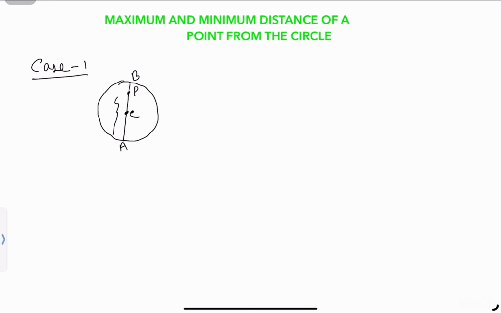Now tell me, PA is the maximum distance from the point P to the circle. Yes, okay. So the maximum distance is PA. And what is the minimum distance from the point P to the circle? The minimum distance should be equal to PB. Assume the radius of the circle is R. PA I can write as R plus PC, and PB as R minus PC. This is when P belongs to the circle.